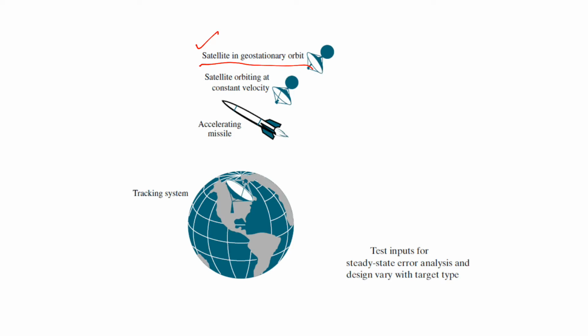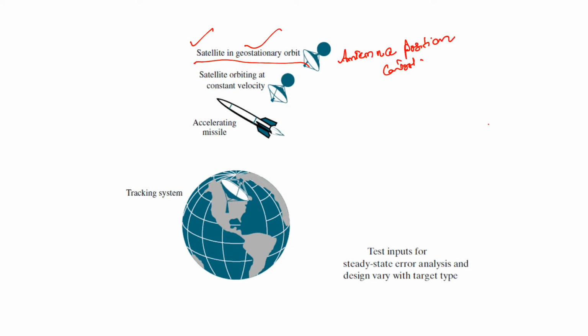An antenna position control is an example of a system that can be tested for accuracy using the step input.